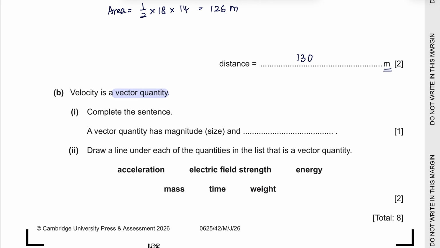Question B, part 1. Complete the sentence. A vector quantity has magnitude and direction, whereas a scalar quantity only has magnitude. Part 2. Draw a line under each of the quantities in the list that is a vector quantity. That would be acceleration, electric field strength, and weight. The rest of these are all scalar quantity.